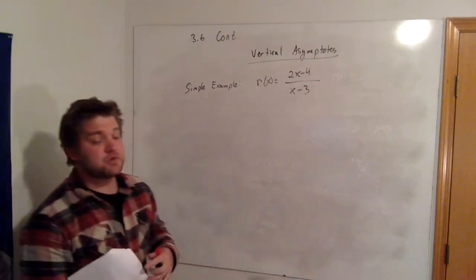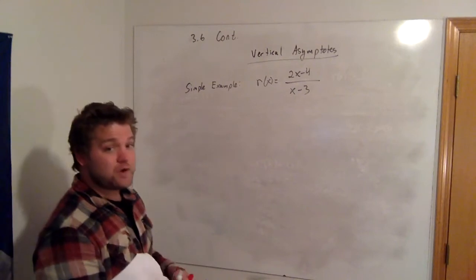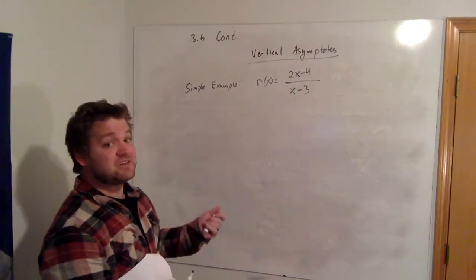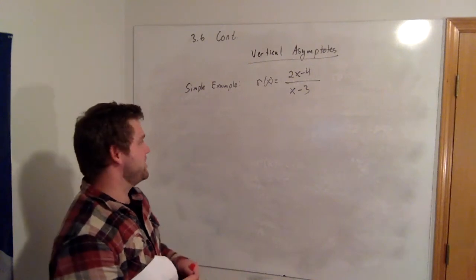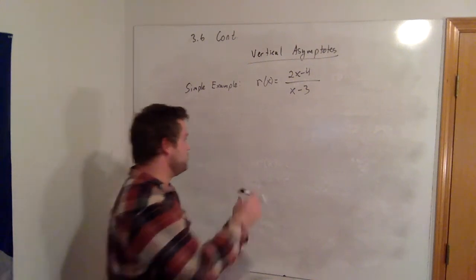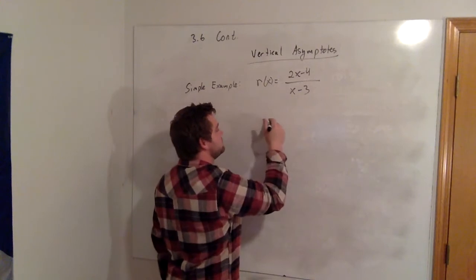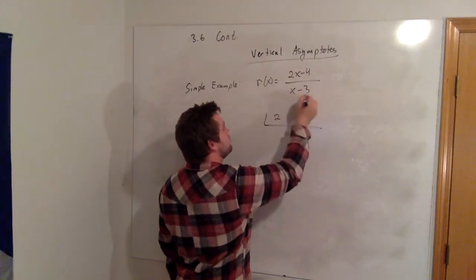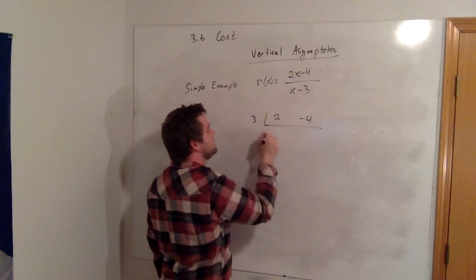This is one of the very simple examples where we actually can just do some quick polynomial division or some quick synthetic division to actually see this as a transformation of 1 over x. So let's do some polynomial division. Actually, we can do synthetic division. Okay, so let's put the 2 and the negative 4 here. Remember, we flipped the signs. I'll put a 3 here.